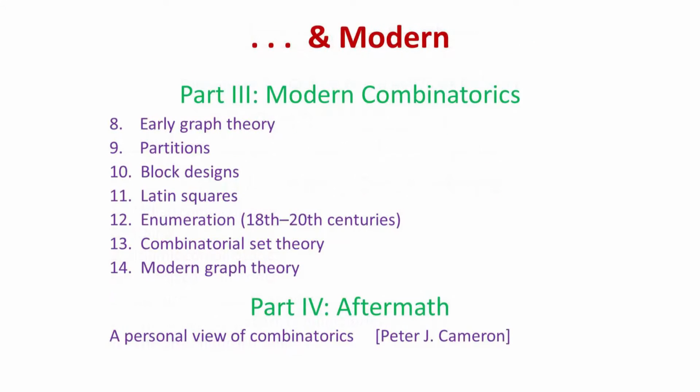By way of contrast, the modern part of the book is arranged thematically rather than chronologically, and it includes such areas as graph theory, block designs, and Latin squares. And you'll see some of these topics in the second half of today's talk. And our book concludes with a personal view of contemporary topics in combinatorics by the distinguished combinatorialist Peter Cameron, whom many of you will know because he gave the joint London Mathematical Society Gresham lecture last May.